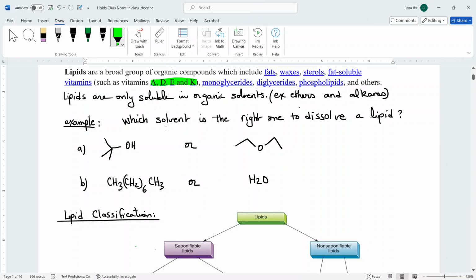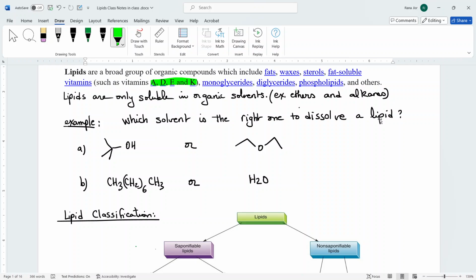So for example, if I have this question over here, picking the right solvent to dissolve a lipid. Think of lipid as an oil. This means that it is water insoluble. Why? Because it is a long hydrocarbon chain. And we know that any organic compound that is made up of more than 5 carbons, its water solubility is going to decrease. Lipid has a lot of carbons in its chain, so there is no way that it is water soluble. So it has to dissolve in a non-polar solvent.